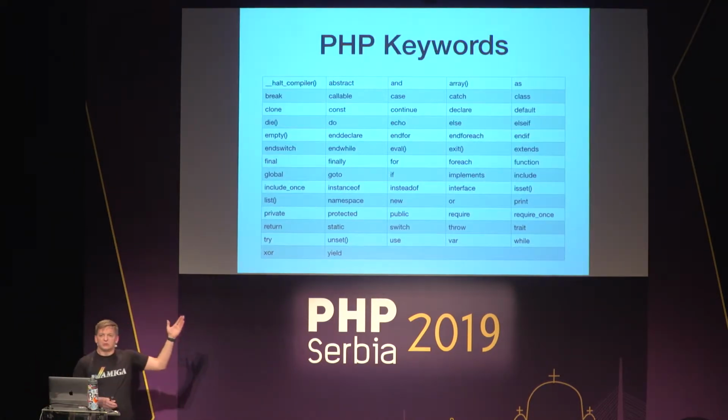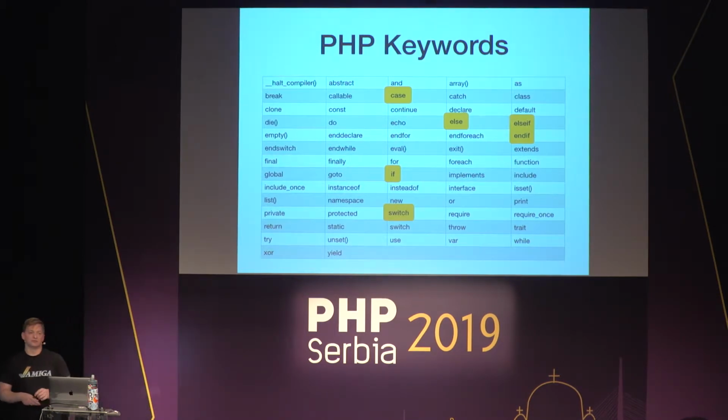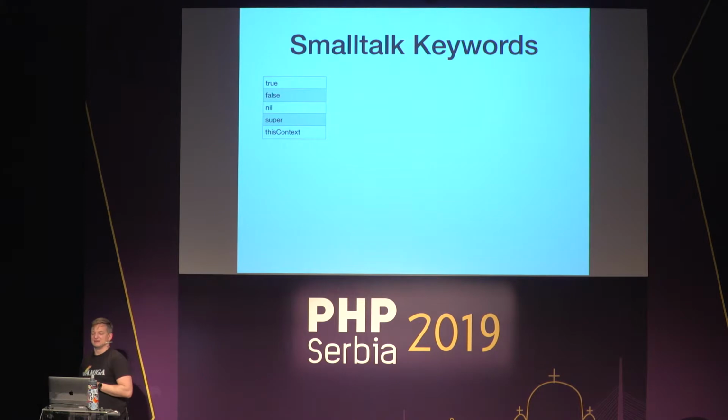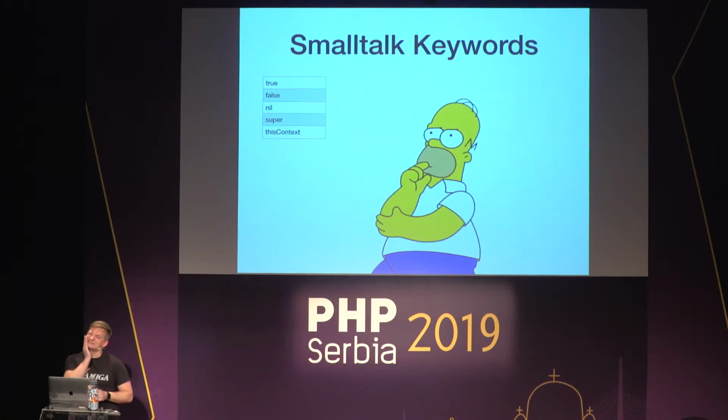Because if you look at the keywords of the PHP language, they are right there. So they are there to use, right? There's switch, if, else, else if, case. But if you look at the keywords of a different language, for example, Smalltalk, they have only these 5 keywords. No if else, no switch, no case. Okay, but how would that even work, right? So no if, no else, how could I even do something, right?